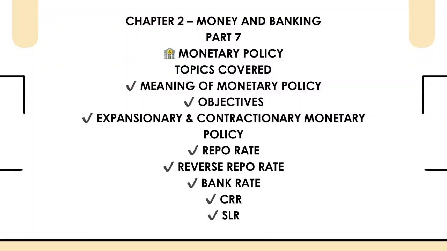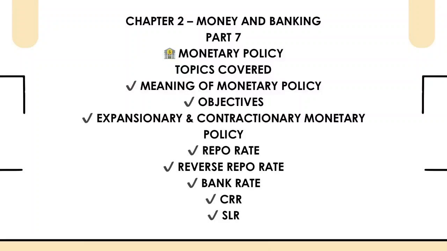Think of RBI as the driver of a car. If the car is moving too fast, the driver applies the brake. If the car is moving too slow, the driver presses the accelerator. Similarly, if the economy is overheating with too much inflation, the RBI tries to slow it down. If the economy is weak and needs support, the RBI tries to encourage borrowing and spending. The set of actions taken by RBI to manage money supply, credit, and interest rate is called monetary policy.